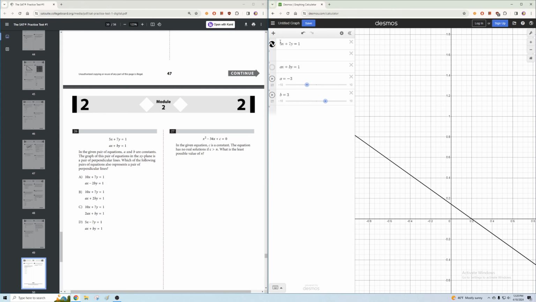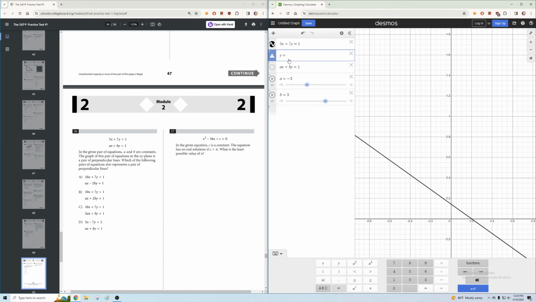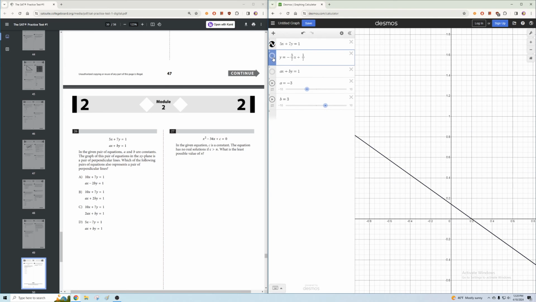Just solve for y here. So move that 5x over and then divide by 7. So y is equal to negative 5 over 7x, and then plus 1 over 7. You can see these are a match because they overlap one another. I keep turning this on and off, and they're the same line. So I can say, get out of here, I don't need you anymore.